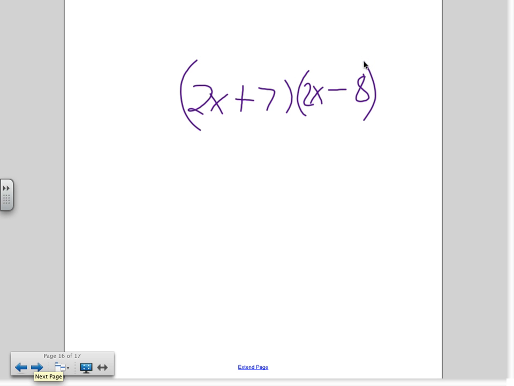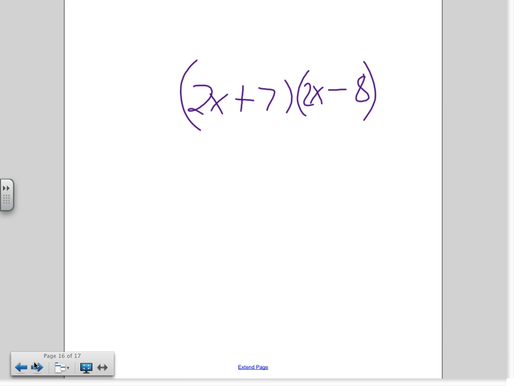How many terms do we expect to have? 2. No, excuse me. 2. Listen carefully. 2. Is this a special product? Yes. Product of sum and difference, yes. No, sorry. No, not a special product.